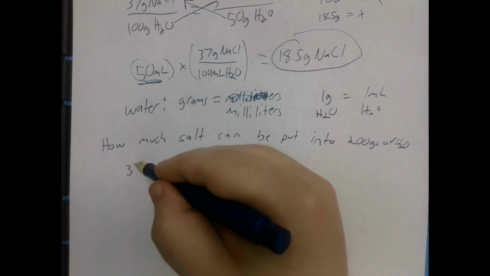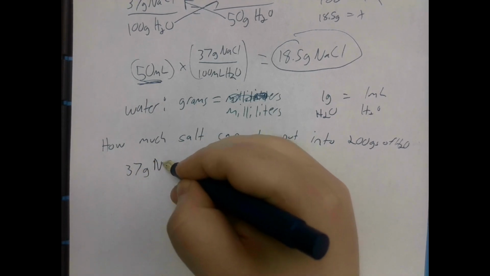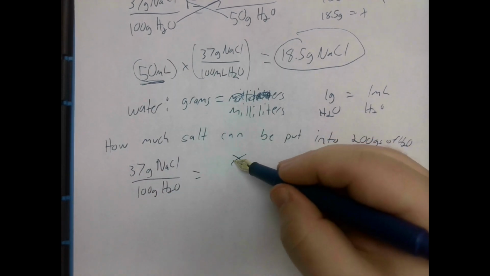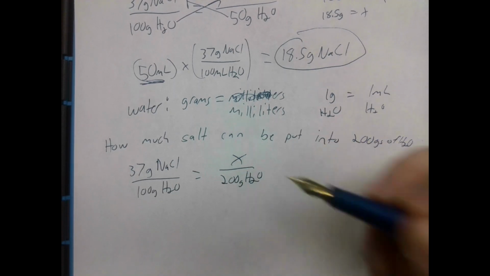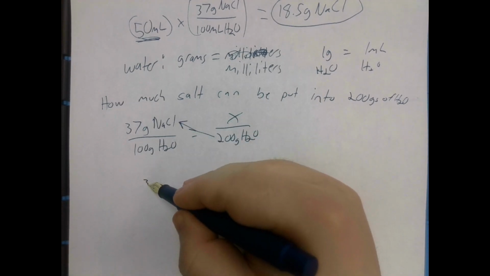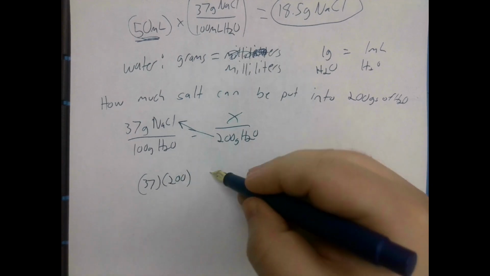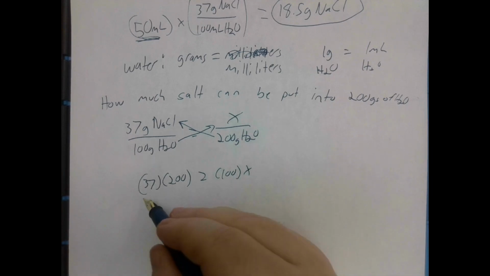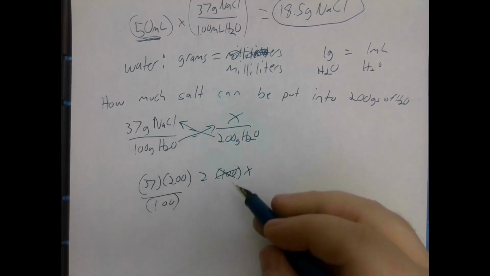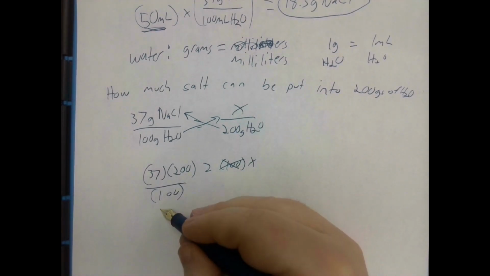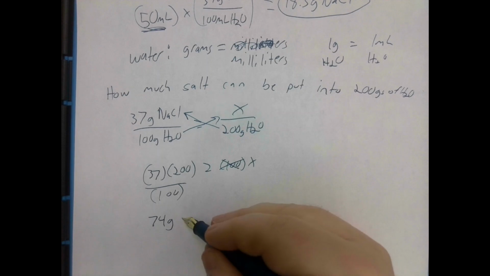So again, we know that the ratio is 37 grams NaCl to 100 grams H2O, and we're trying to find the ratio of X to 200 grams of water. You can cross multiply. So 37 times 200 is equal to 100 times X. We're going to move this over and divide by 100. And we see that our X is going to be 74 grams.